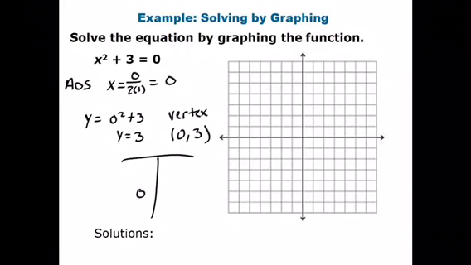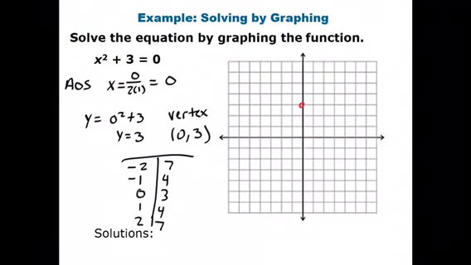So now we just create our table of values. All right, and so we've got 0, 3 here. Let's just choose some points on either side. So we can go negative 2, negative 1, 1, and 2. So negative 2 squared is 4. 4 plus 3 is 7. Negative 1 squared is 1. Plus 3 is 4. And because of our axis of symmetry, these will mirror on the other side. So we're okay. So now we just want to plot these points.